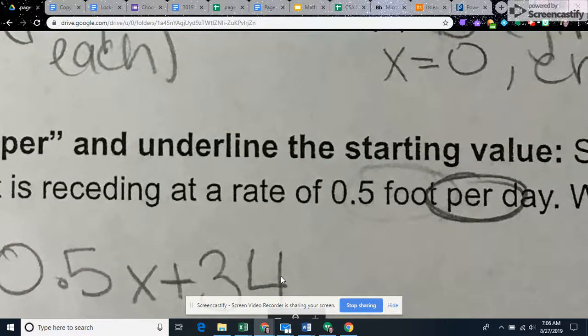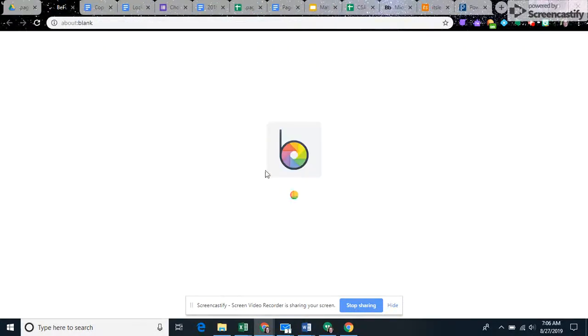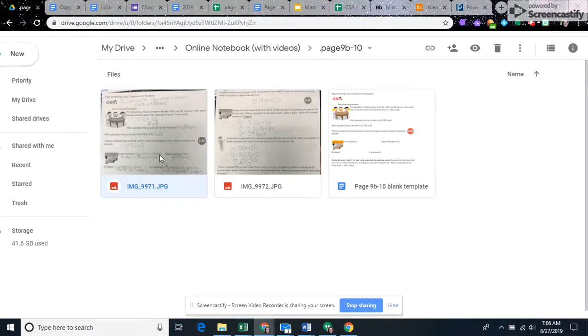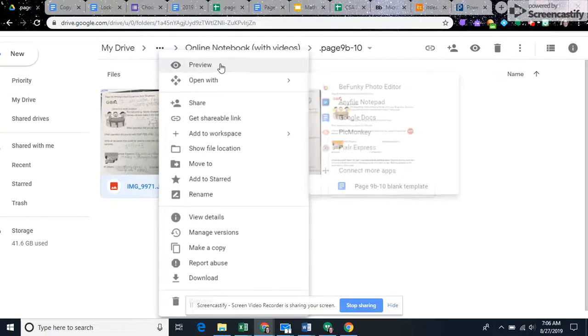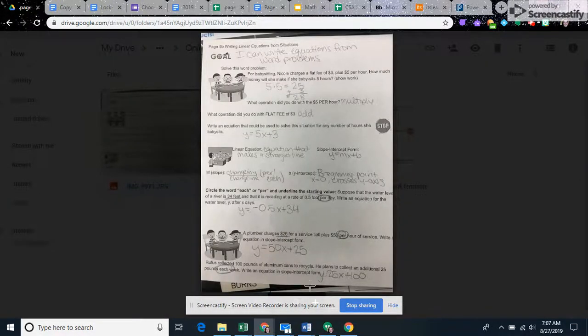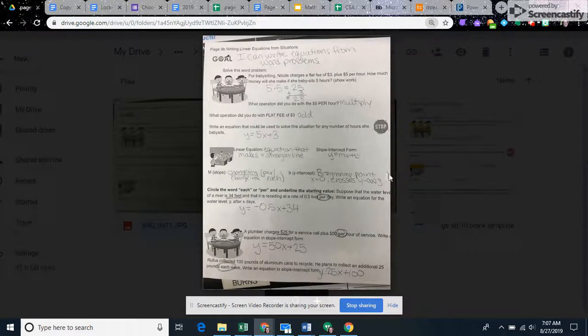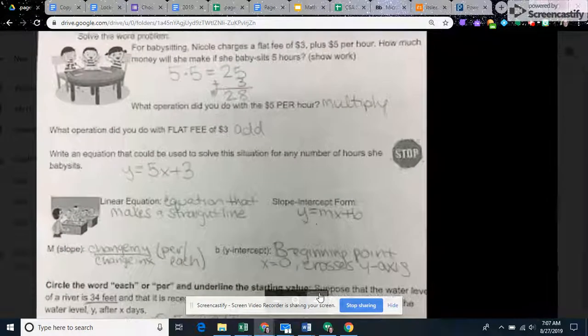Let's see if I can get out of here for a second. I want to show you the bottom of this. Okay, so looking at the bottom, well, maybe I want to look at the bottom.